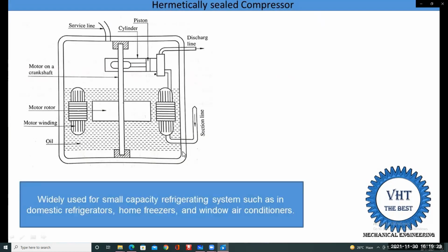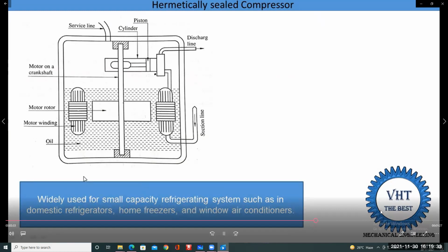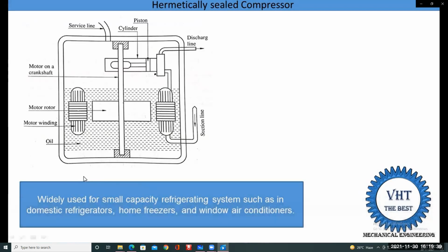Next we see its applications. It is widely used in smaller capacity refrigerating systems, such as domestic refrigerators, home freezers and window air conditioning systems. So at our home, in the fridge and AC, this hermetically sealed compressor is used. The motor and compressor may be reciprocating or rotary.